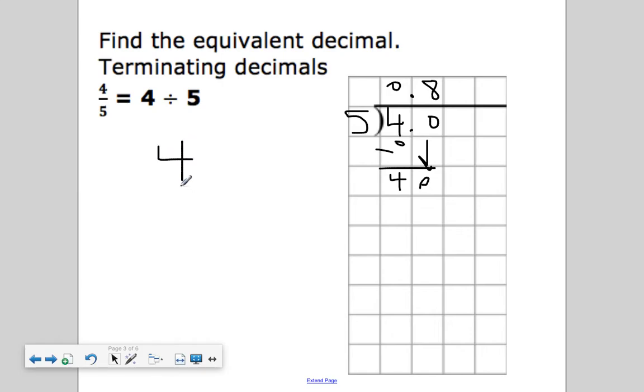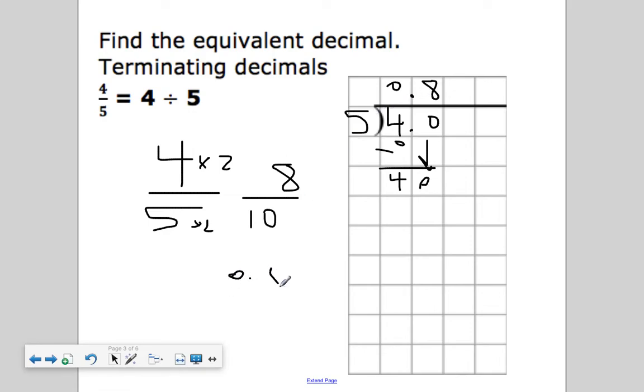However, what if you prefer using something called out of 100, using your place value or your multiples of 10? How many groups of 5 can go into 10? 2 times. So I'm going to multiply the numerator and the denominator by 2. So I get 8/10, which is the same as the decimal 0.8. Do you prefer dividing 4 divided by 5, or do you prefer rewriting it using multiples of 10 or 100?